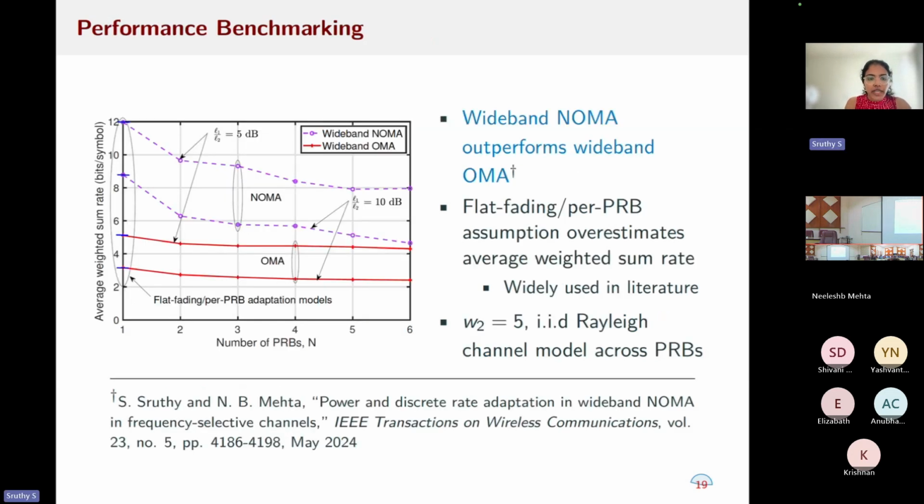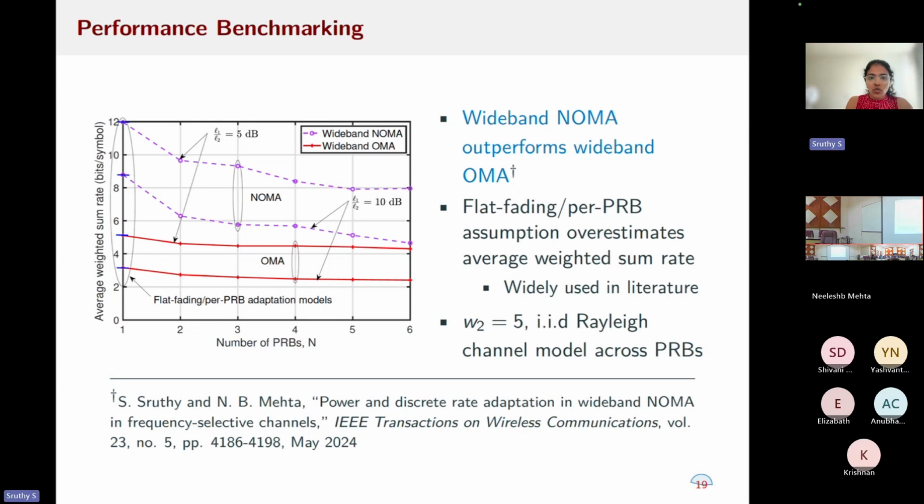To find the performance of wideband NOMA, we are plotting the average weighted sum rate as a function of the number of physical resource blocks n. We are plotting this for wideband NOMA and wideband OMA. Here we can see that wideband NOMA performs better than wideband OMA. And we also see that n equal to 1, flat fading or per PRB adaptation, which has been widely used in the literature, overestimates the average weighted sum rate.